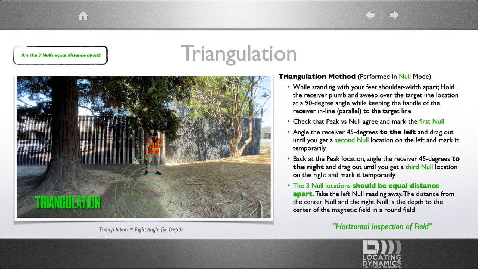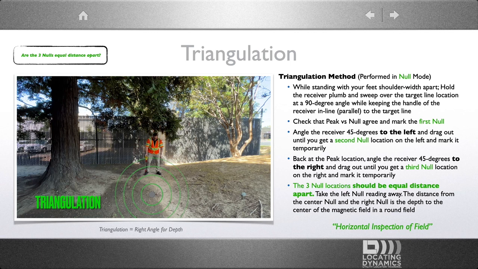Go back to the center peak location where your first null was indicated, angle the receiver 45 degrees to the right, and drag that out until you get another null location on the right and mark that temporarily. The 3 null locations should be equal distance apart. If this is the case, take the left null reading away. The distance from the center null and the right null is the depth to the center of the magnetic field if there is no distortion present.